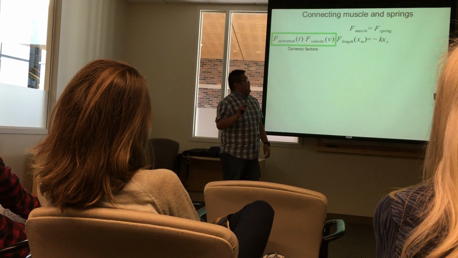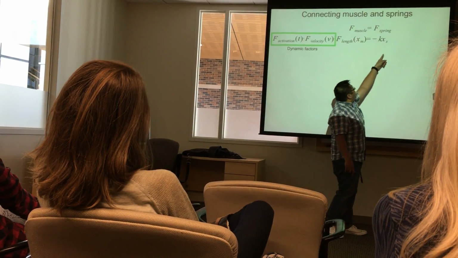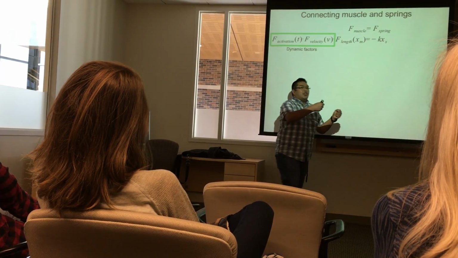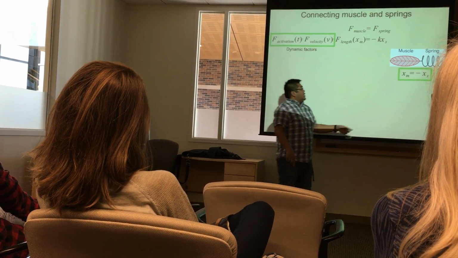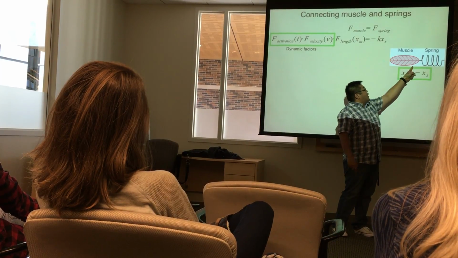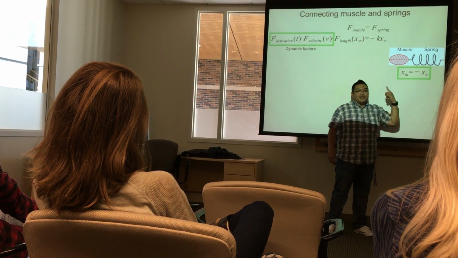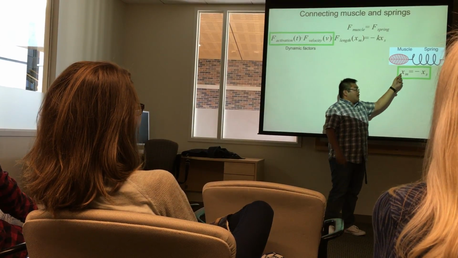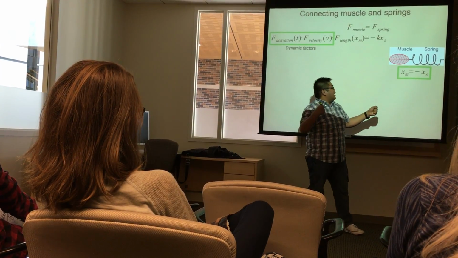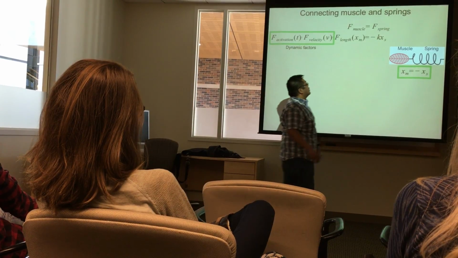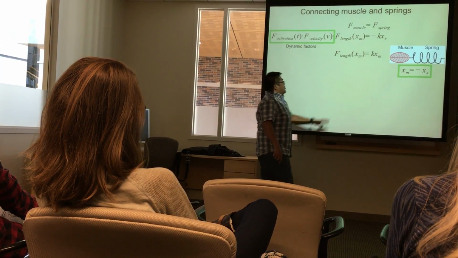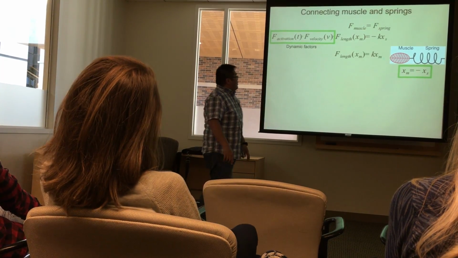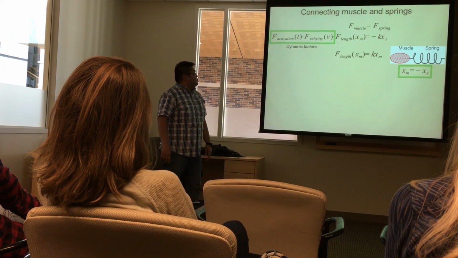One more simplification. You'll notice that there's two x's here. X of s is the spring stretch. Xm is how much the muscle contracts. And if you notice from our little model, whatever distance the muscle contracts, the spring stretches, right? So you see that the distance that the muscle contracts is the negative of the spring stretch. So we can plug that in, simplify all this, and this is our final model. And that's actually it. That's our final model.